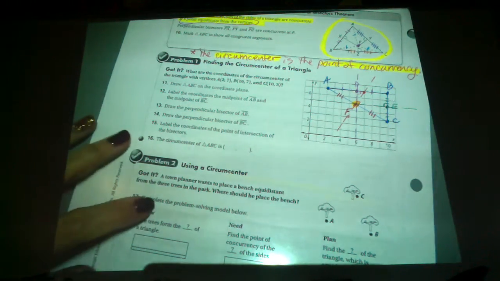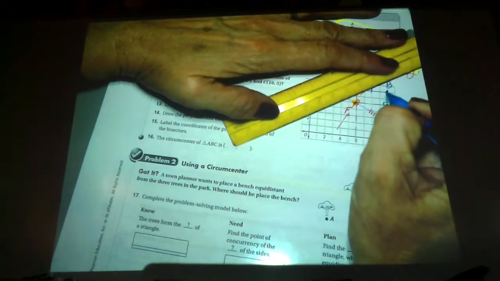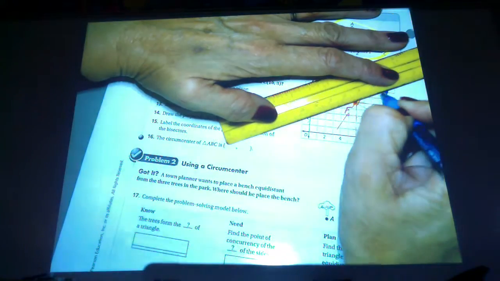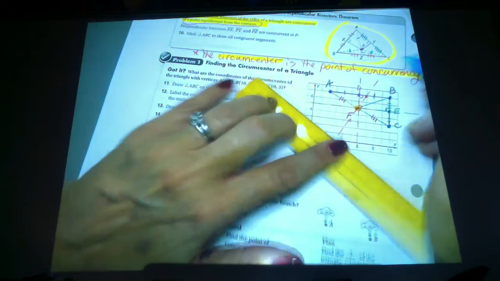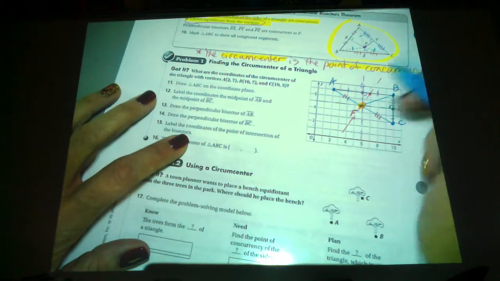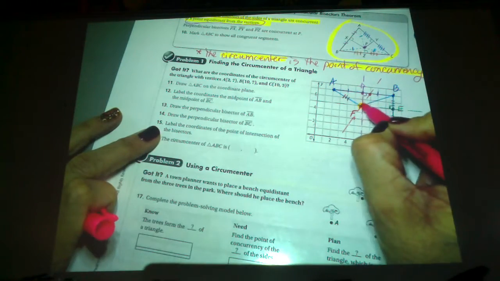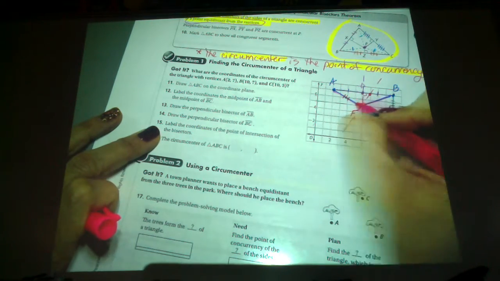What that tells you is that if I were to create a line from B to the circumcenter, and from C to the circumcenter, which would be this portion, and then from A to the circumcenter, which would be this portion. These 3 pieces here, I'm just going to highlight them. This piece here, and this piece here. What do you know about those pieces?